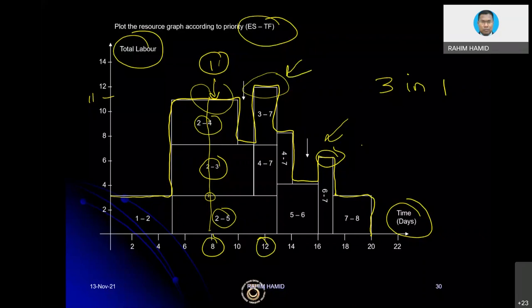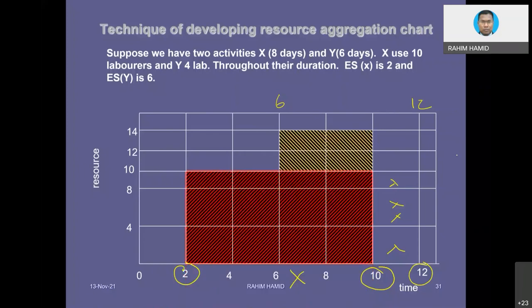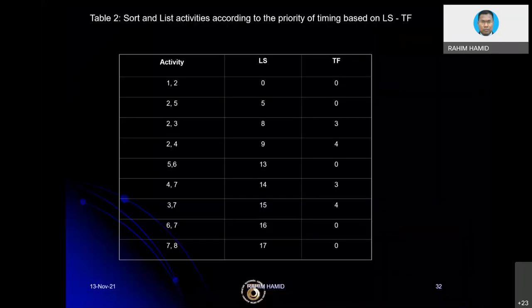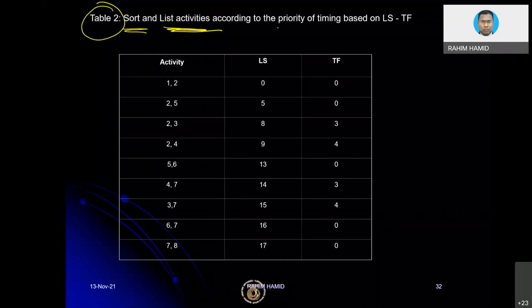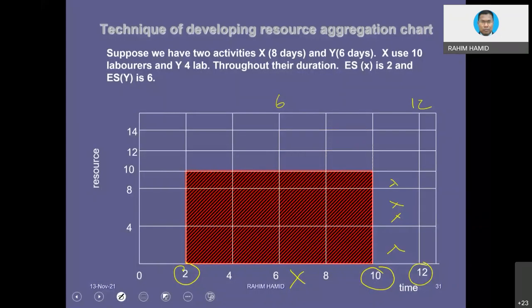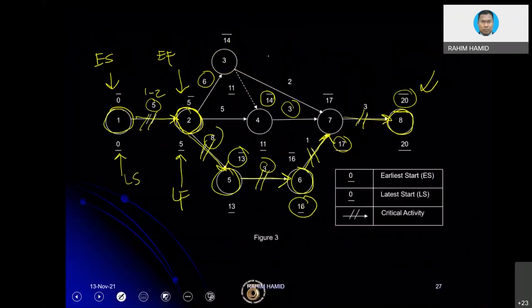Okay, next would be our late start sorting, table number 2. This is what we call table number 2, sort and list activity. So we do the same kind of exercise as we did in table number 1. Sorting must be based on this, but now we are using the late start value. Where do you get all the early start, late start? It is based on the diagram that we already worked on before, this network diagram. So in order to solve this problem, we need to come up with a network diagram, if we are using manual calculation.